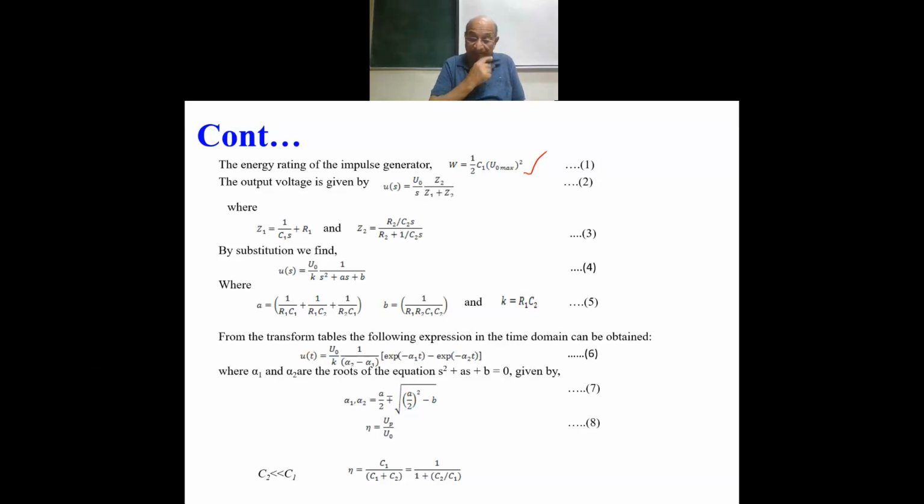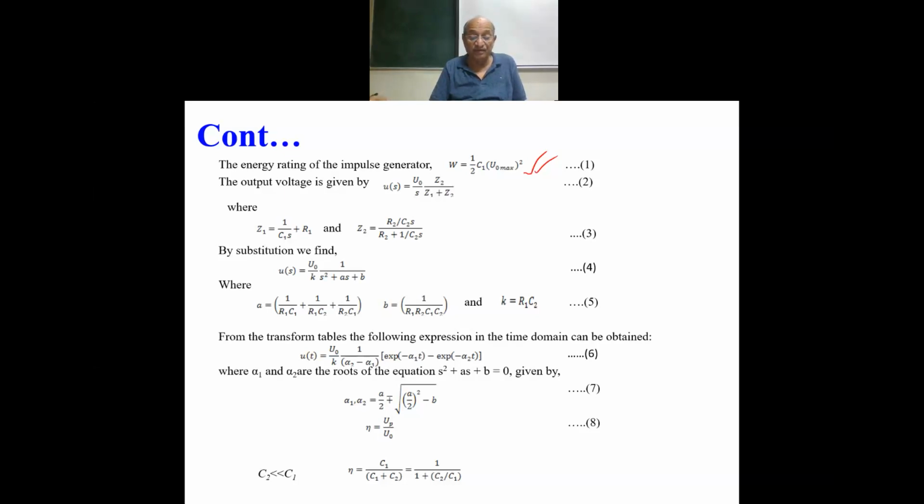So when we talk about the energy rating of the impulse generator, if you want to increase the energy rating of an impulse voltage generator of a certain level, say a 1000 kV impulse voltage generator, U naught would be fixed. How can you increase the energy level of the impulse voltage generator? By increasing the charging capacitor. Higher W or higher energy level will be achieved for higher C1. That means the higher energy level will be produced by the impulse generator when you increase C1.